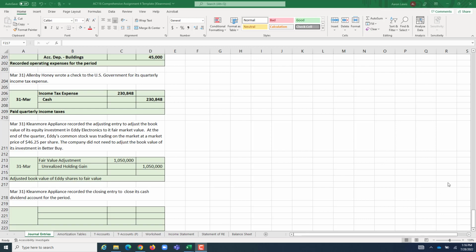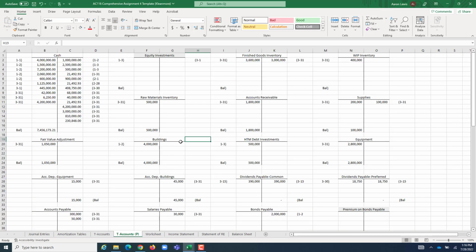Now that all the period entries, as well as our one required adjusting entry, have been recorded for Cleanmore Appliance, we need to start the process of preparing our financial statements for the period. First step in that is our T accounts. And you'll be given a chart with all the T accounts.